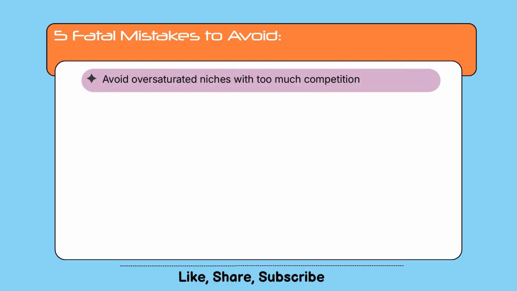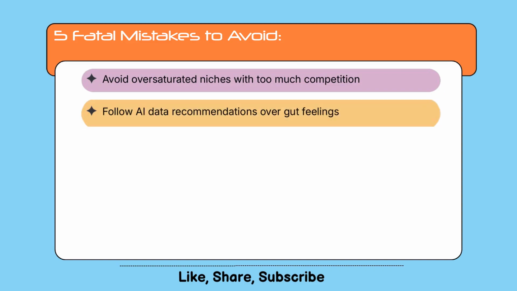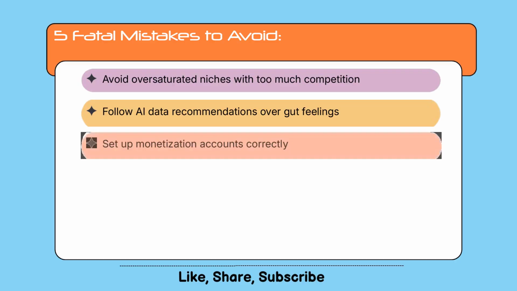5 fatal mistakes to avoid. Picking oversaturated niches, where competition crushes your earnings. Ignoring the AI's data recommendations and going with your gut feelings. Setting up monetization accounts incorrectly. Leaving money on the table.